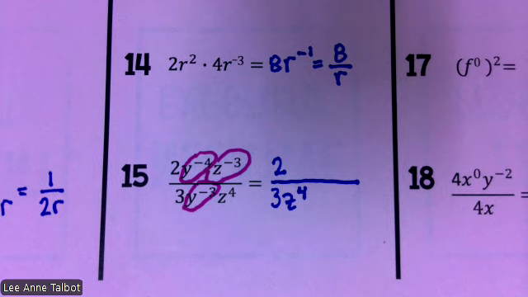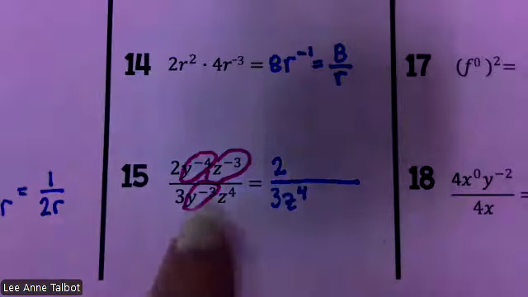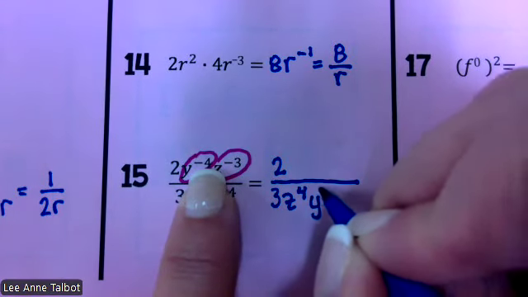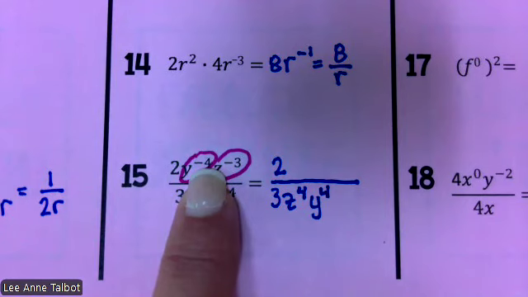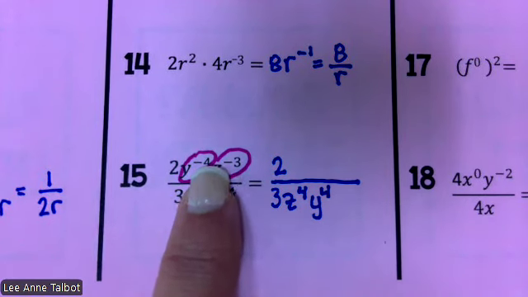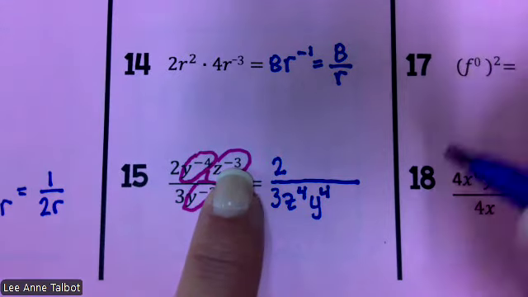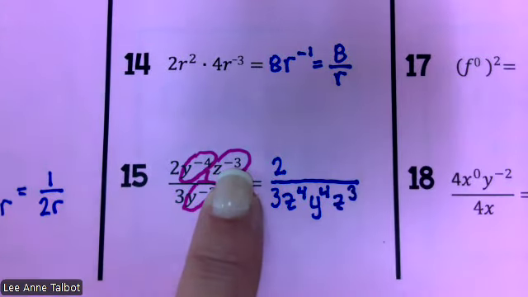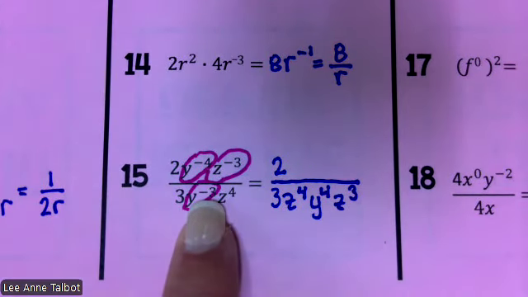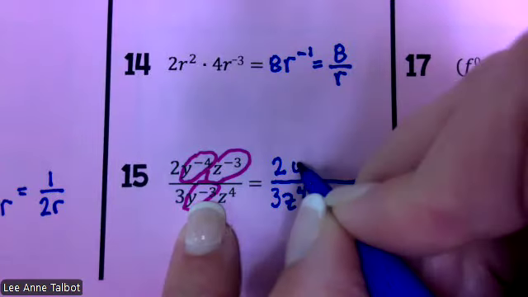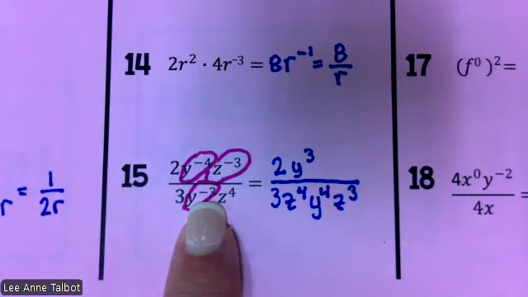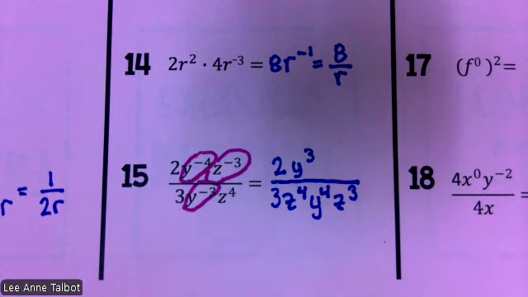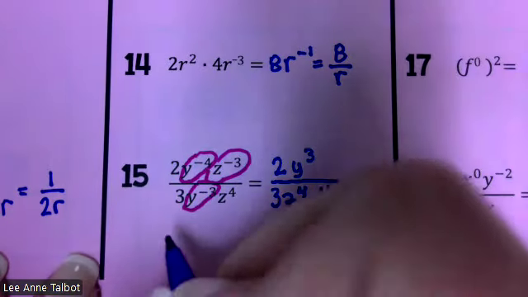The other guys are going to flip. Let's go very slow. This guy here is going to come downstairs and become positive 4. This guy here is going to come downstairs and become positive 3. This guy here is going to go upstairs and become positive 3. So each one of those flip across the fraction bar and become positive. And now we just combine the things.